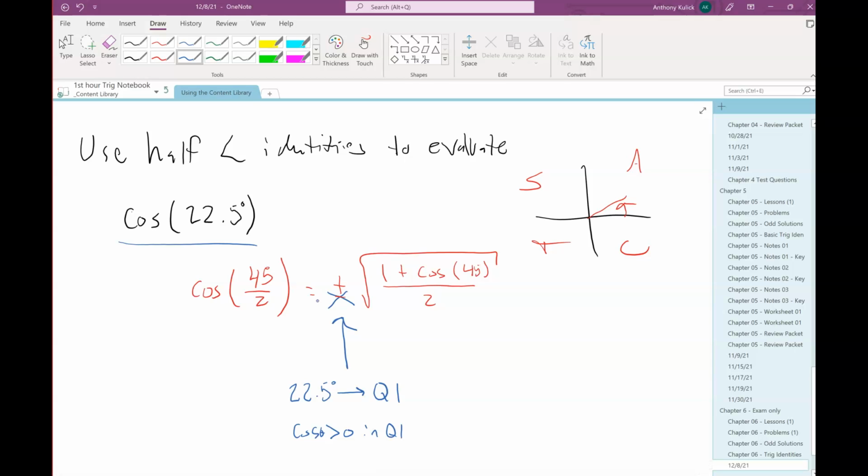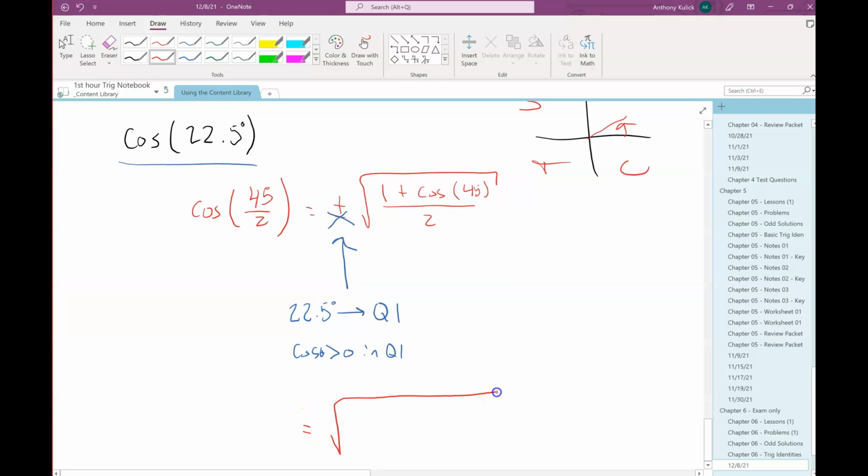Everybody's okay with that? So we just use the original angle to figure out whether the thing should be positive or negative, depending on the quadrant you're in. Is that cool? So nothing tricky there. You just have to remember to do it.